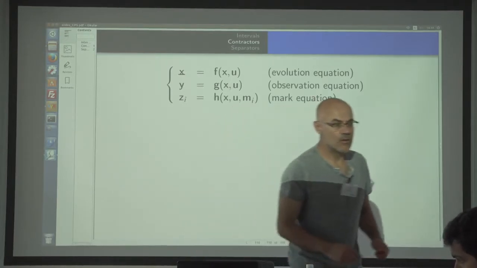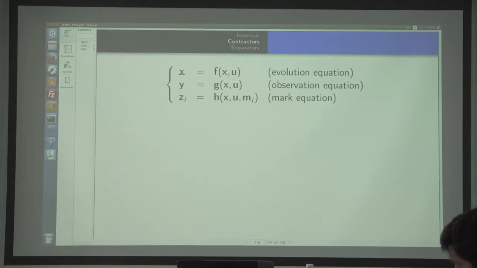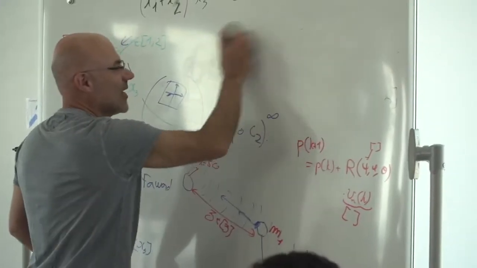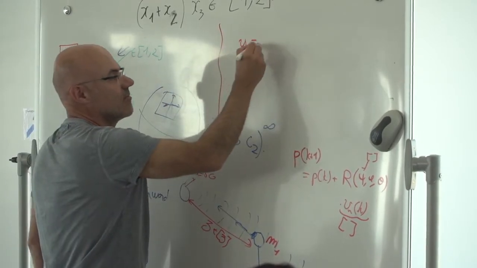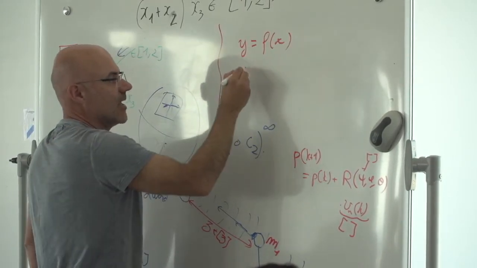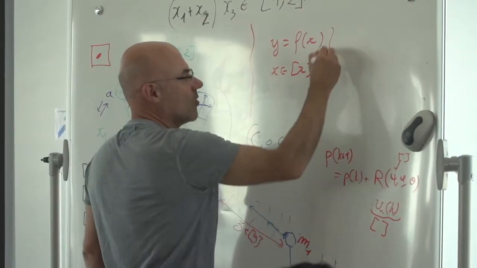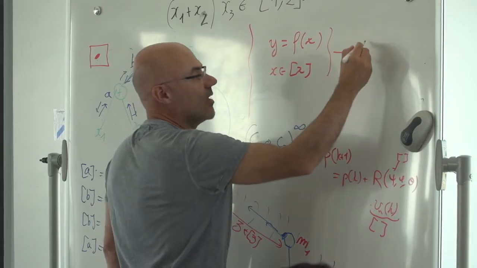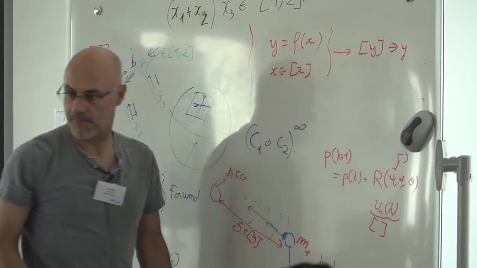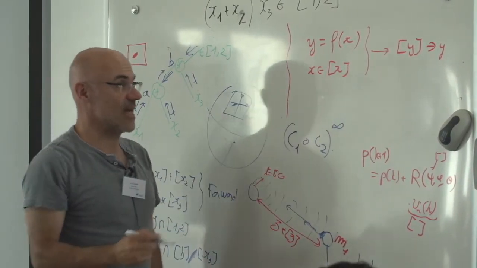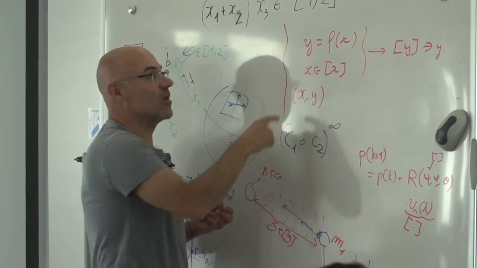What's the difference between a contractor and the inclusion function? So there is a difference. If I have something like this, x belongs to X, an inclusion function will make it possible to compute an interval for y which contains y. So a contractor can be seen as a contractor in xy space, but it will contract only y.